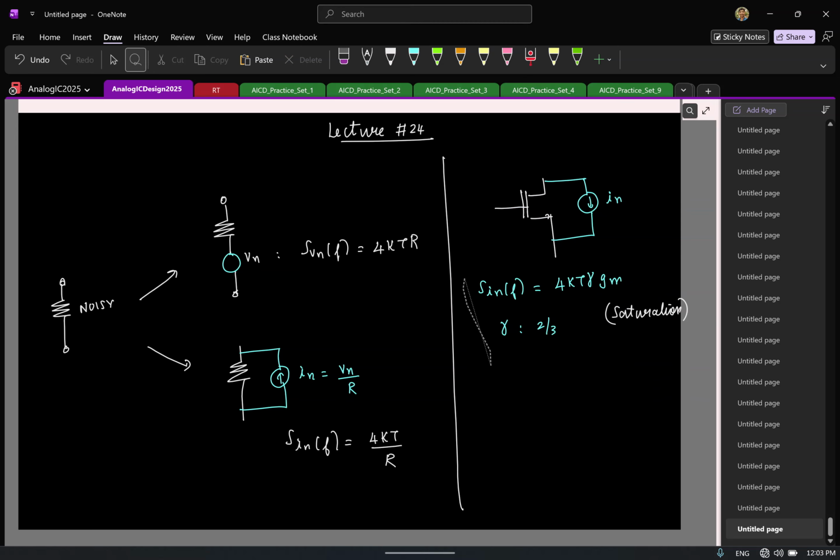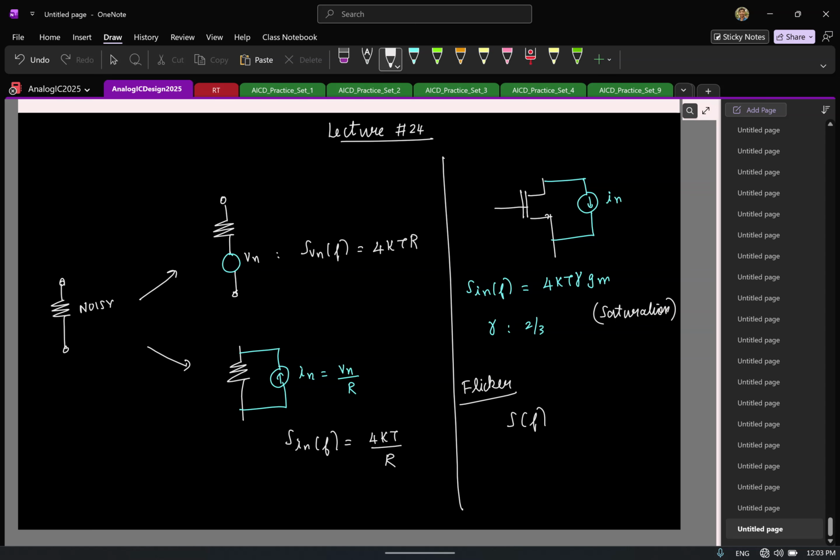Now, in addition to this thermal noise, as I mentioned, we also have another source of noise called flicker noise. So, flicker noise, the deal is the power spectral density is inversely proportional to frequency. Okay. So, in practice, if you take a MOSFET, it will have both the thermal noise and flicker noise.